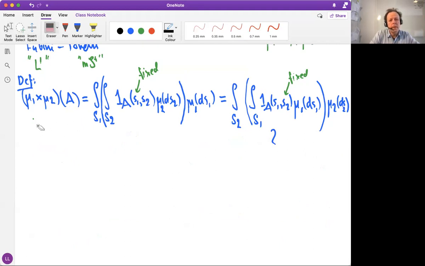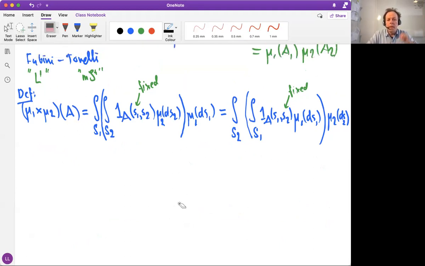Now we know that if we fix S1 and think about this as a function of S2, then it is a non-negative function, measurable in the parameter S2. So then we can well define this integral with measure mu2. So this first integral inside is well defined using the machinery of measure theory.